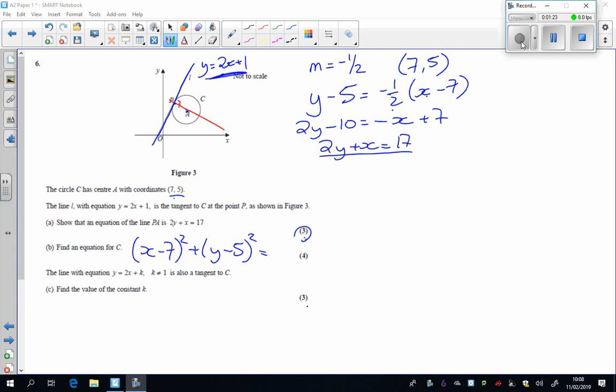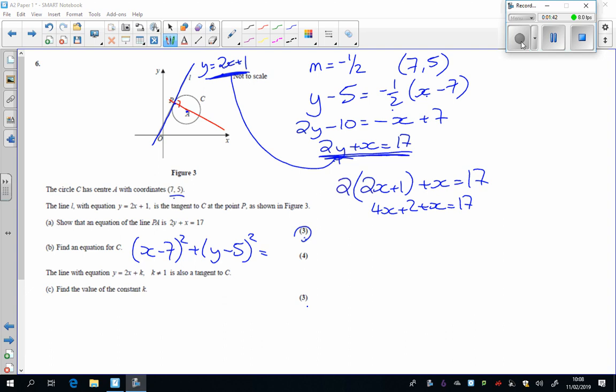P is where these 2 lines meet. And the simplest way of doing that is by substituting this line into this one. So if I put the 2x plus 1 where the y is, and now multiply that out, I can see that 5x equals 15, and so x is equal to 5. If x is equal to 5, x shouldn't equal 5, x is equal to 3, sorry. X is equal to 3. And if x is equal to 3, then y is equal to 7. So we've got the point 3, 7. That is this point here.